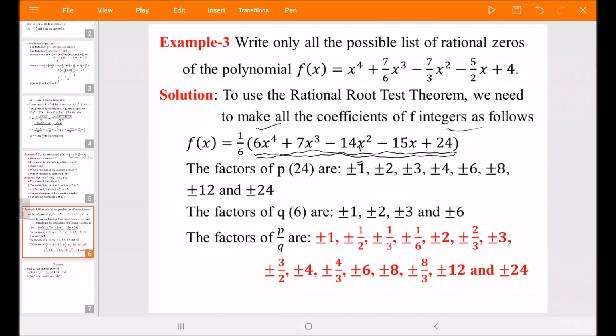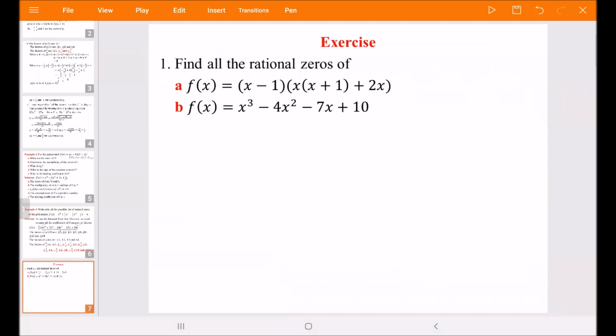Okay, we did solve example number 3. I think it is time for you to solve these two questions. Find all the rational zeros of these two polynomials. Please very quickly solve or find the rational zeros of these two polynomials.